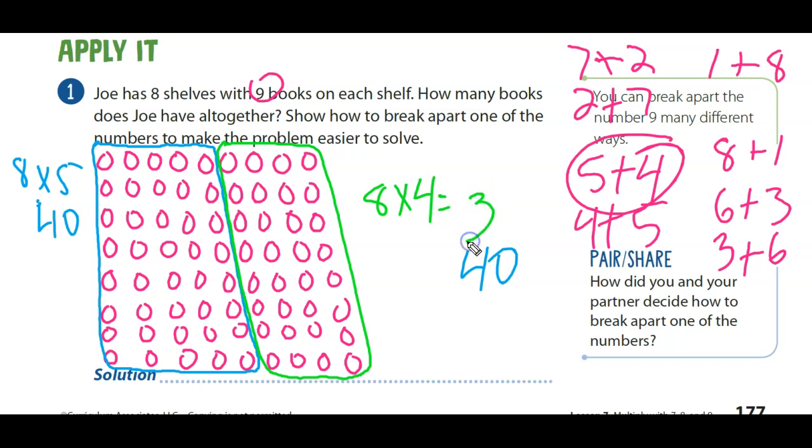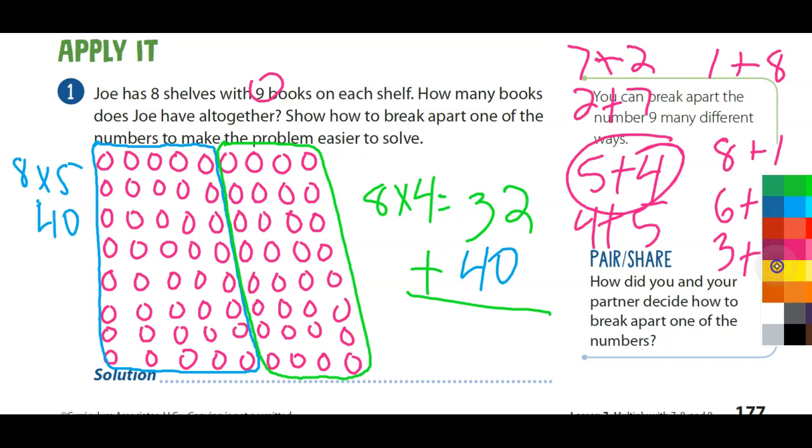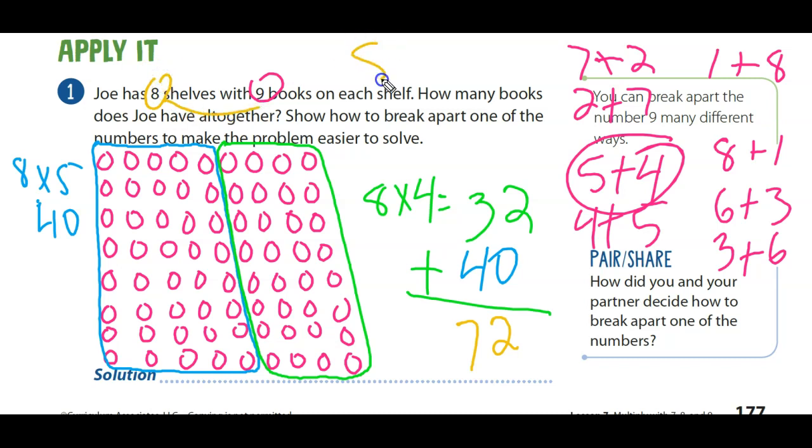And then what do I do then? I add them all together. Okay. 2 plus 0 is? 2. And then 3 plus 4 is? 7. So my multiplication sentence for these two numbers right here would be 8 times 9. So 8 times 9 would be 72. Okay. Just another way to solve 8 times 9.